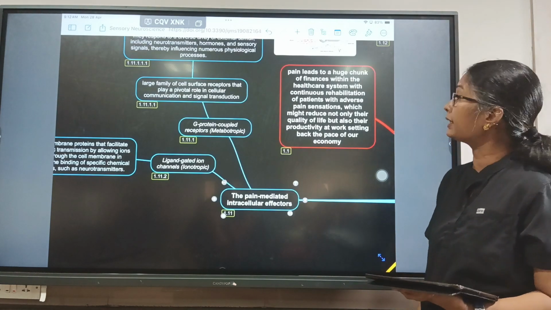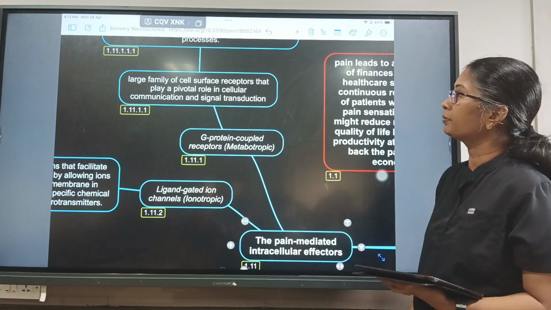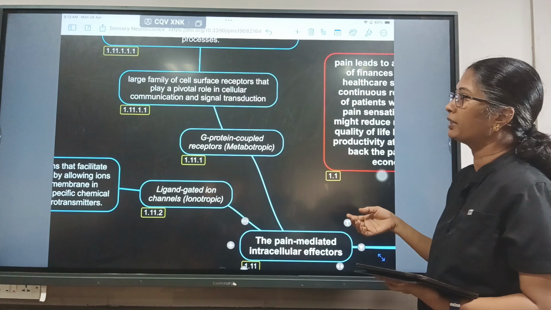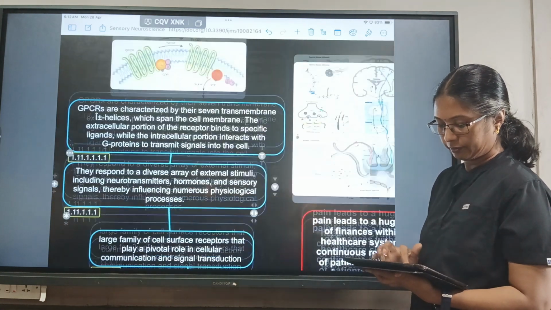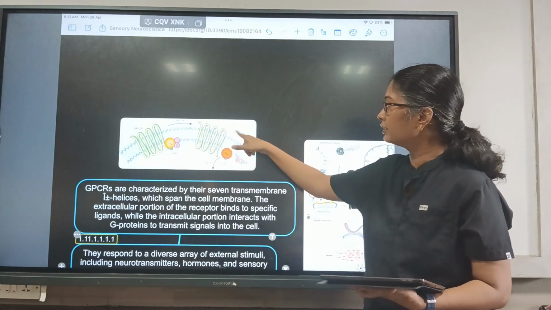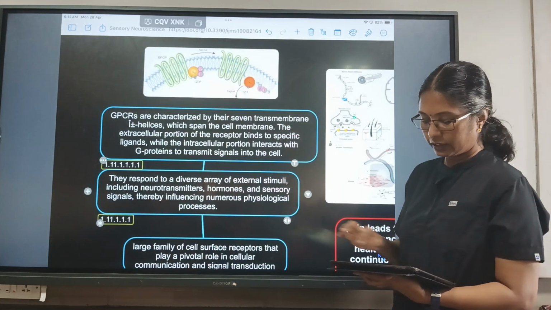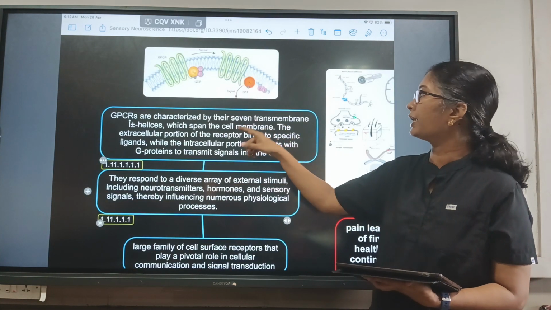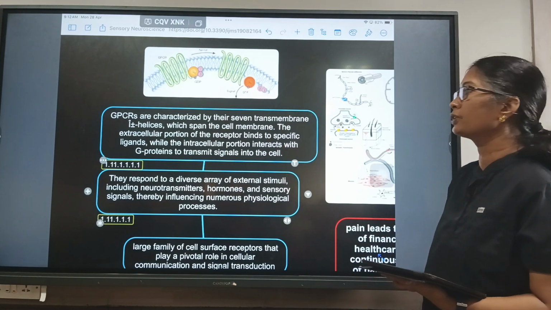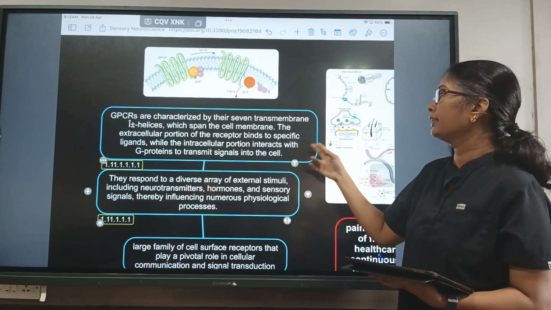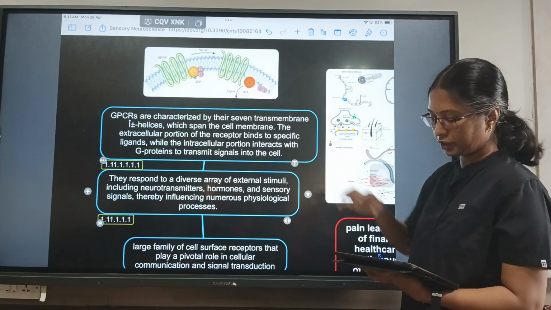And what are the pain-mediated intracellular effectors? We have the G protein coupled receptors, which are a large family of cell surface receptors that play a pivotal role in cellular communication and signal transduction. So this is the G protein coupled receptor. We have the extracellular and the intracellular portions. The GPCRs are characterized by their 7 transmembrane helices which span the cell membrane, and the extracellular portion of the receptor binds to specific ligands, while the intracellular portion interacts with the G proteins to transmit the signal to the cell. So this is one of the intracellular transmission effectors.